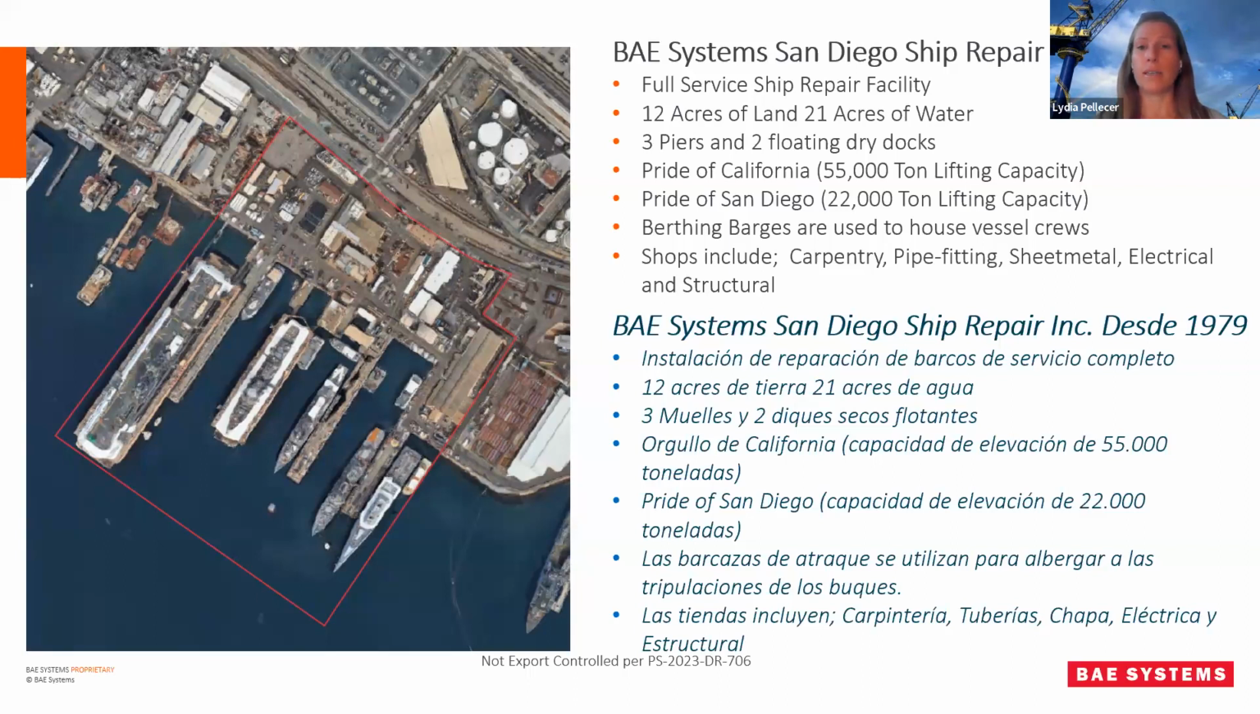It is the largest dry dock in California, and it can lift about 55,000 tons. So the larger ships like the USS Essex and the USS Boxer. And we've even managed to fit two destroyers in there at one time. We also have the Pride of San Diego, which can lift 22,000 tons. That is one of our older dry docks, and I'll talk about that one as well.